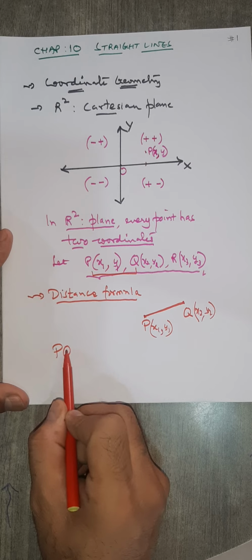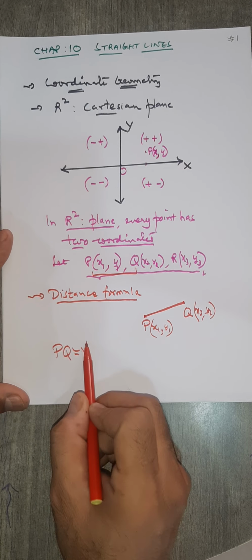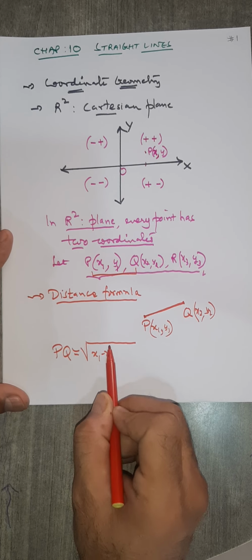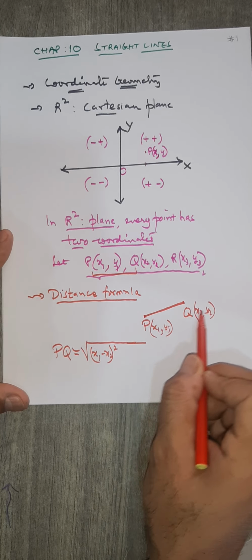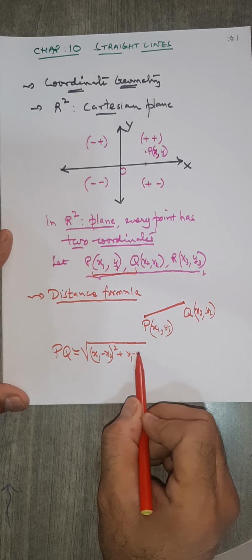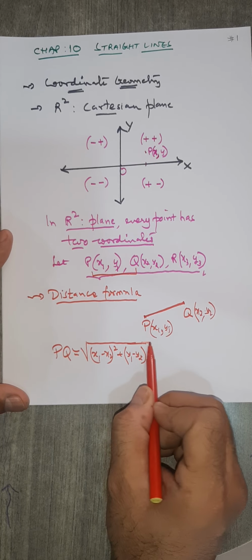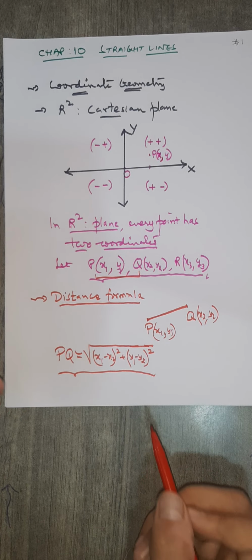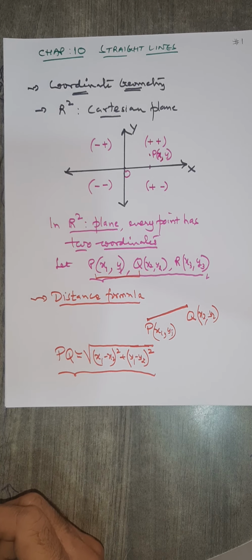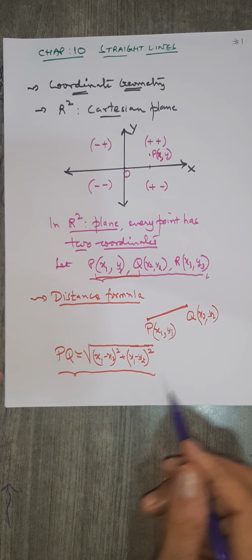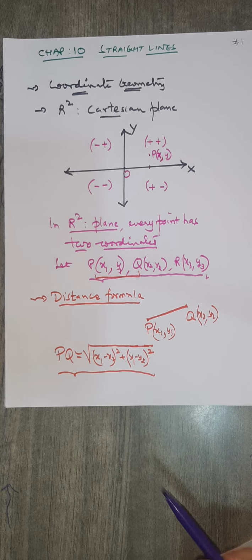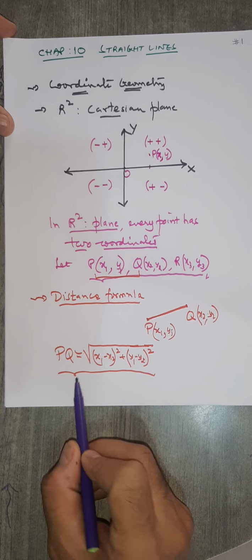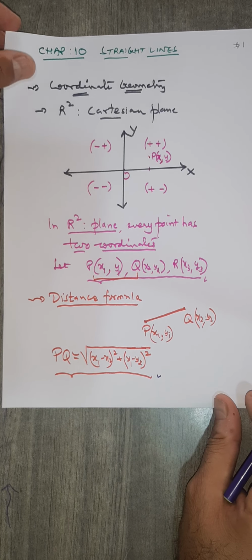So how do we get the distance between these two? If you just recall, that's called the distance formula. Root of this minus this the whole square plus this minus this the whole square. x1 minus x2 the whole square plus y1 minus y2 the whole square. This is known as distance formula. That gives us what? Distance between 2 points in R2. R2 means what? Cartesian plane. In this chapter we talk about Cartesian plane only. Okay, so this one we know.